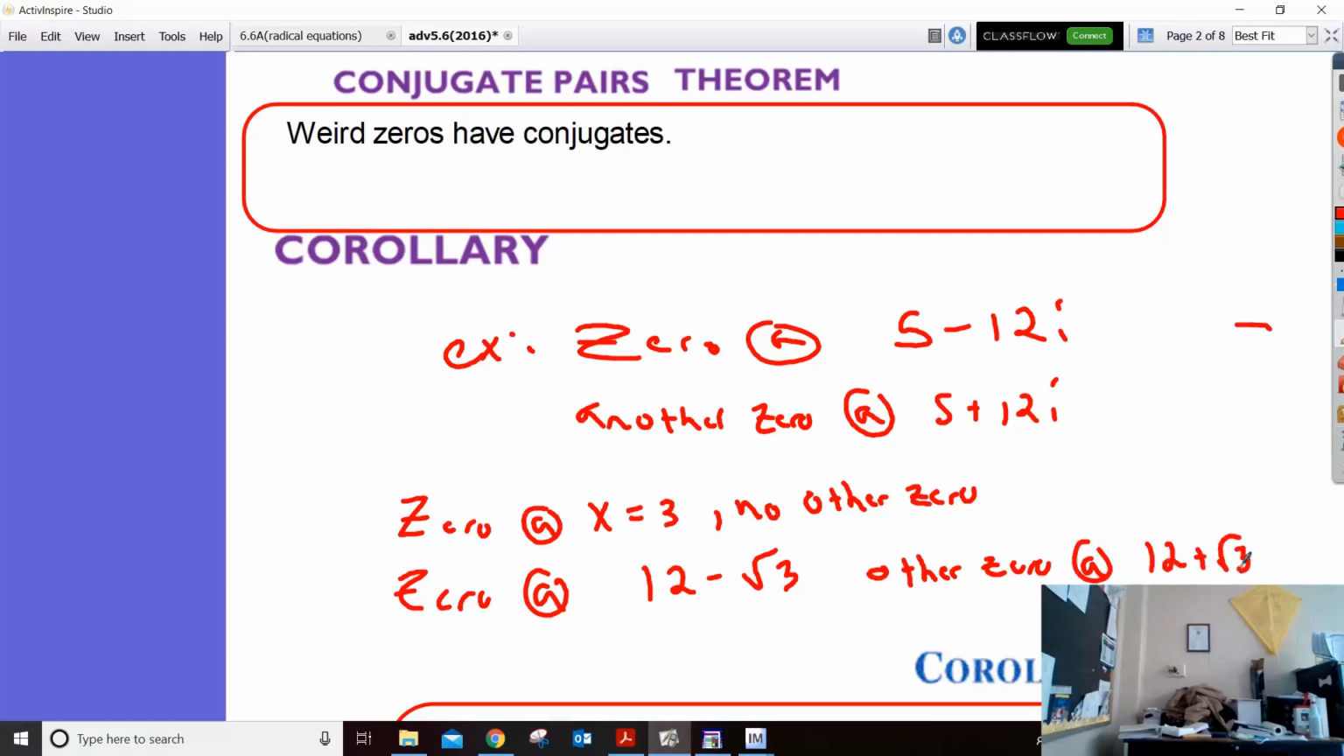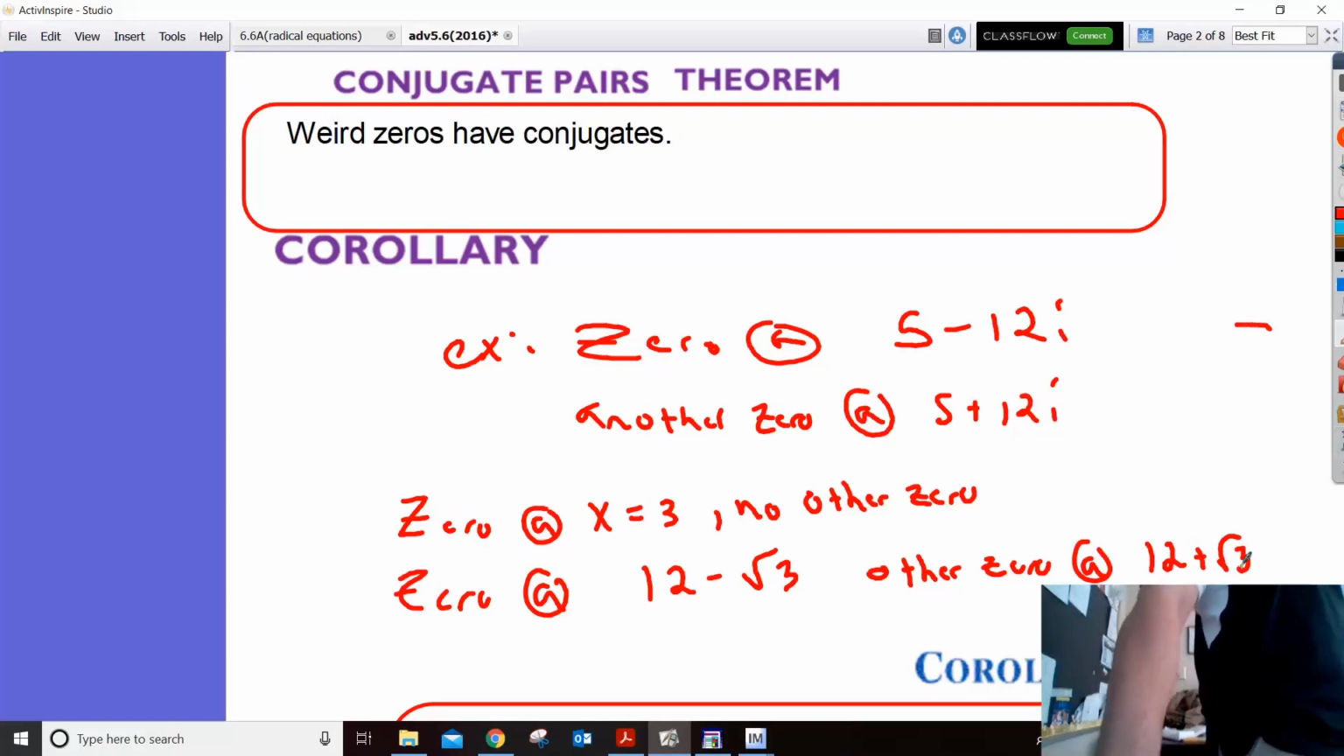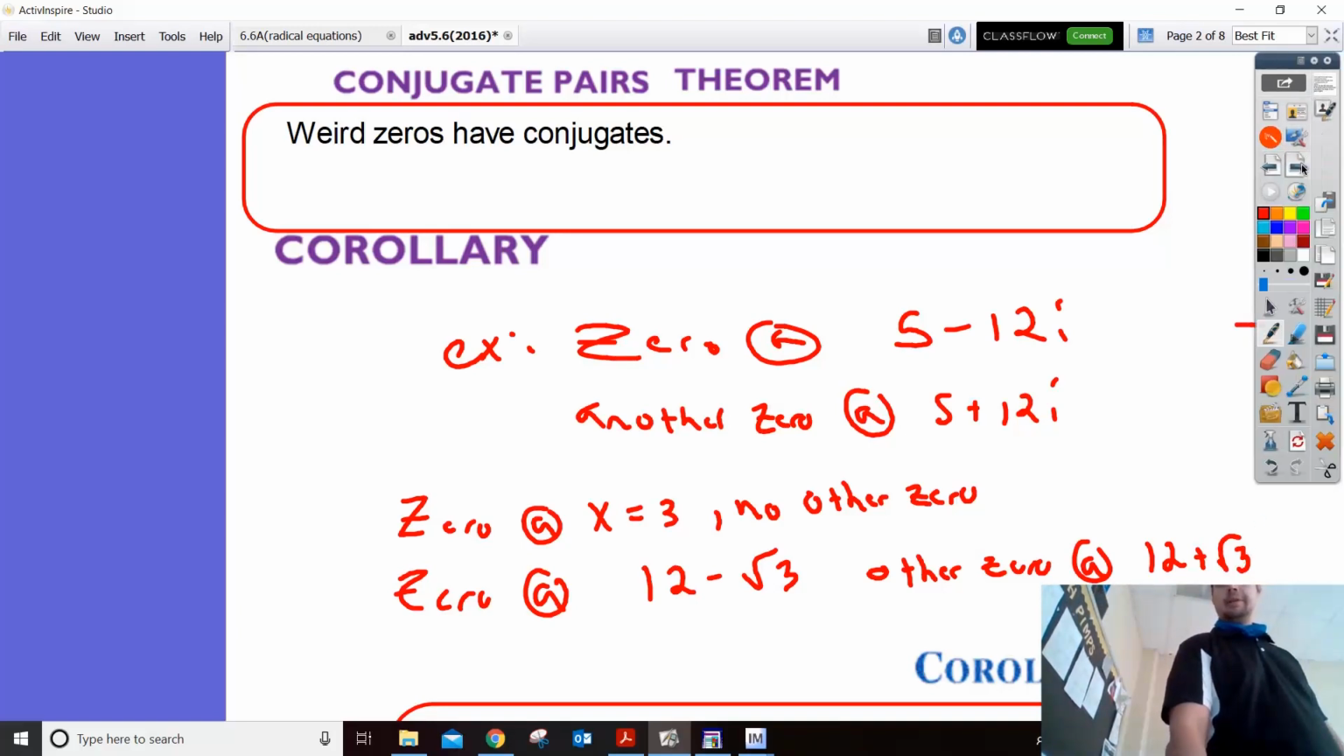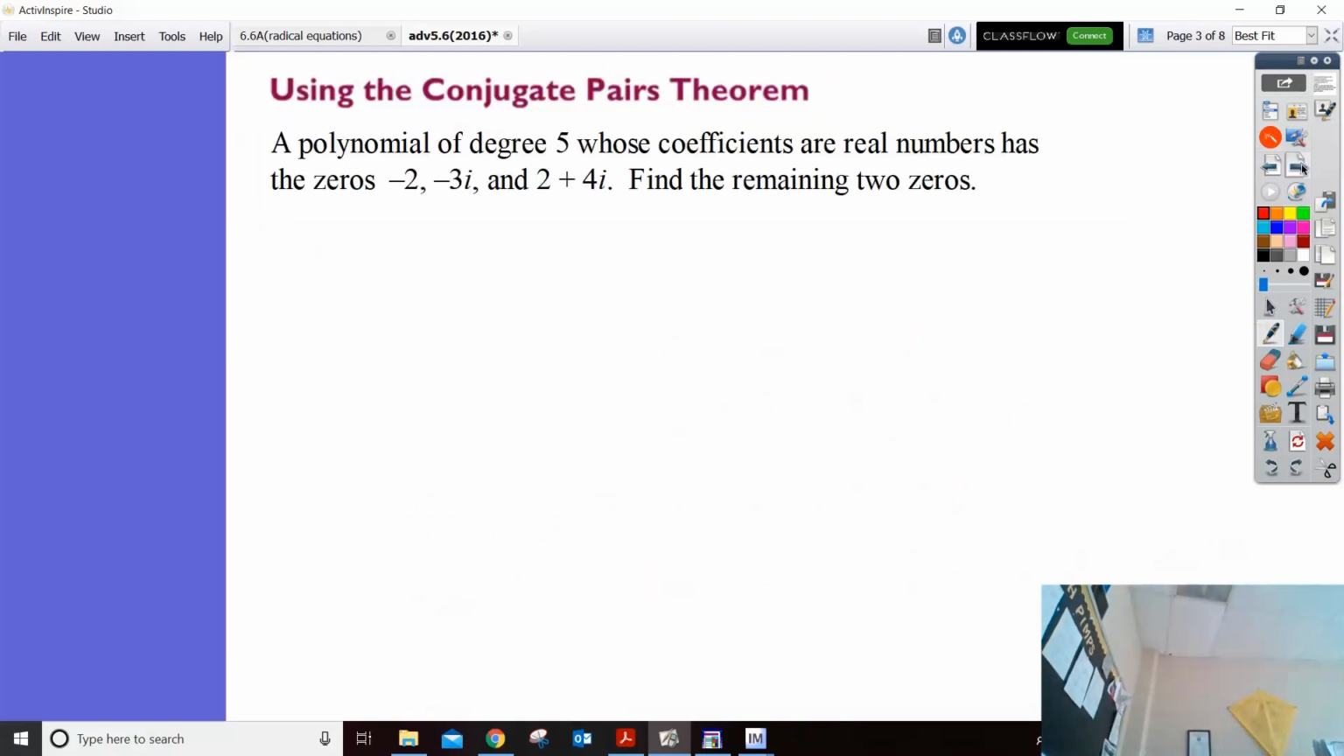So weird zeros have conjugates. If you see one weird 0, you automatically know there's a second one. And all you do is change the sign in between. So that's the conjugate pair theorem. We've already done some synthetic division, so we kind of got that out of the way. We'll probably use the conjugate pair theorem.